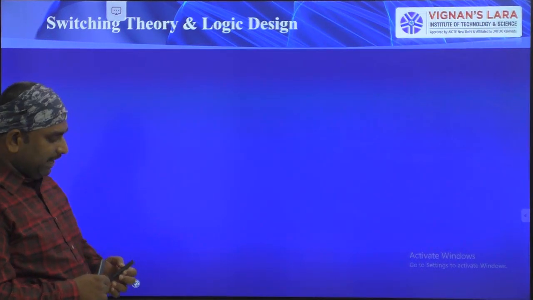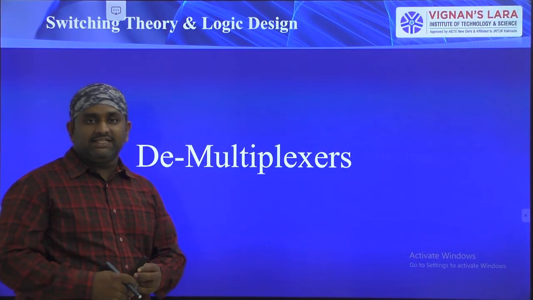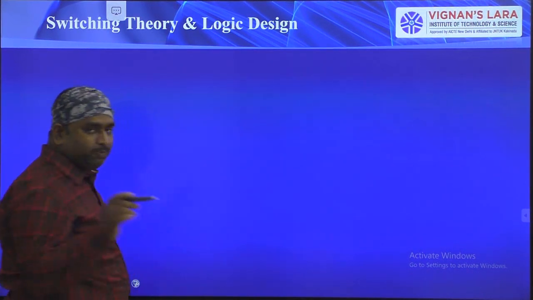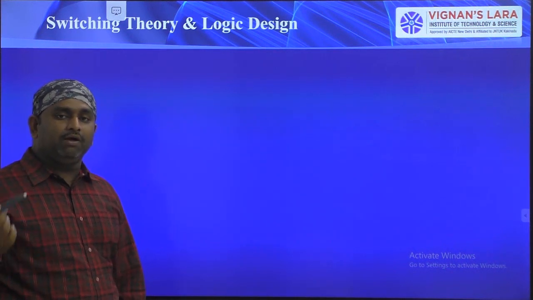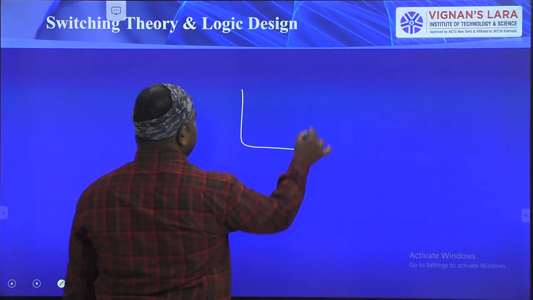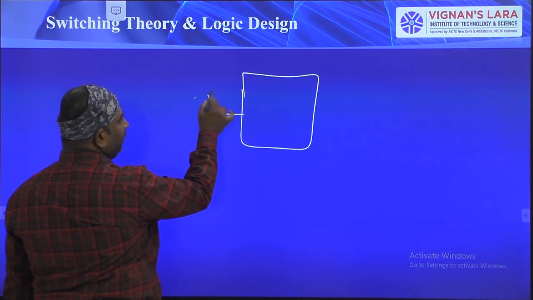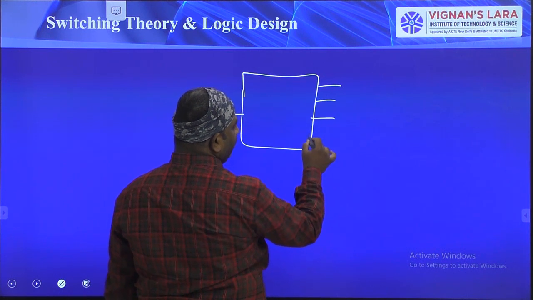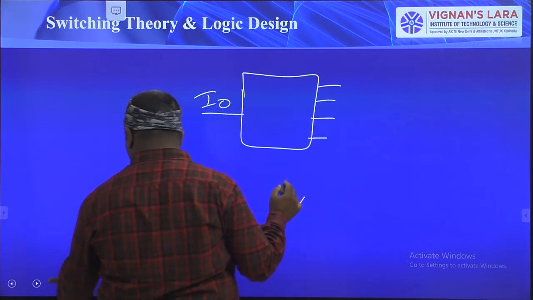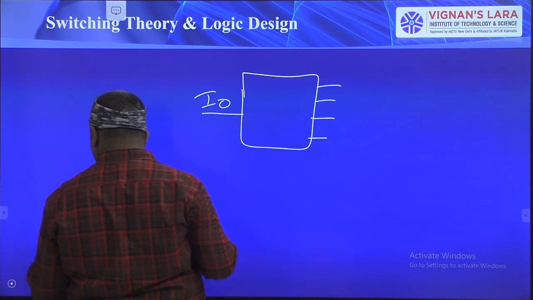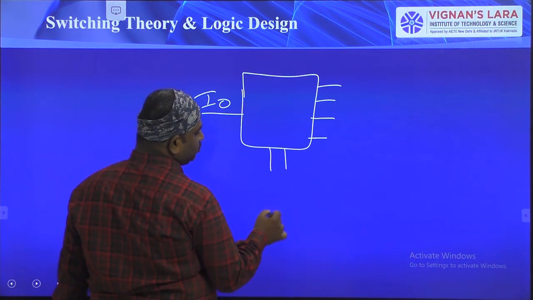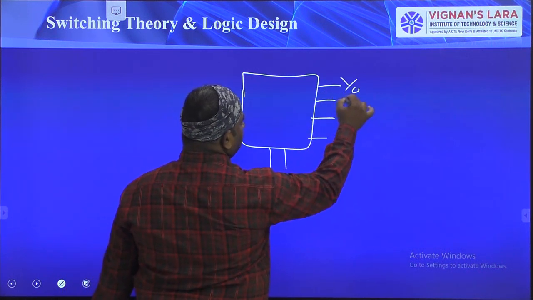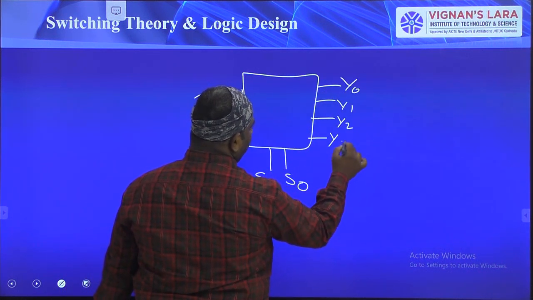And coming to the last topic, demultiplexers. This is exactly the reverse of the multiplexer concept. See here, I am explaining a 1 to 2 demultiplexer; the remaining ones you have to implement. Here there is one input line, only I0 information is available. For example, you have 4 outputs. Coming to the selection lines, there are 2 selection lines, S1, S0, and the outputs are Y0, Y1, Y2 and Y3.